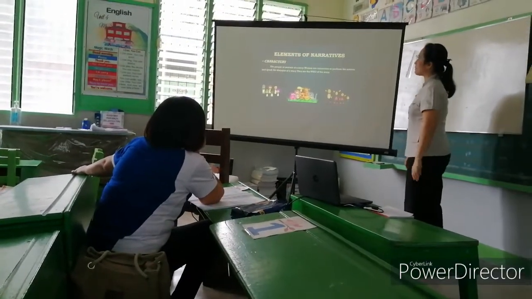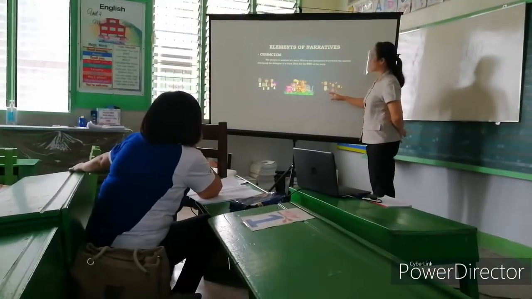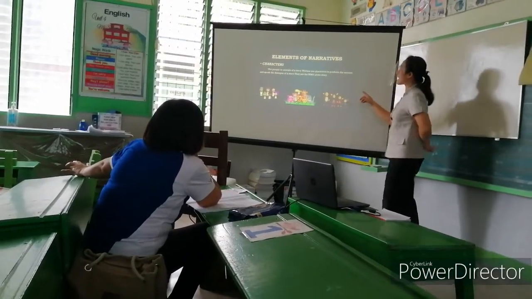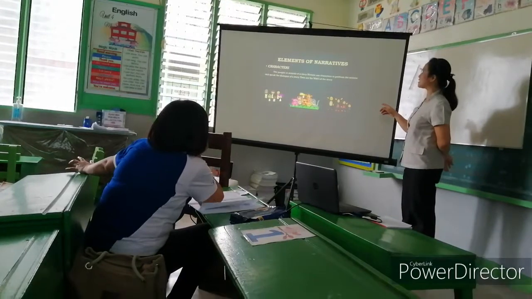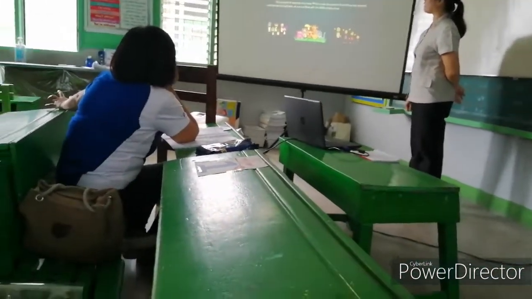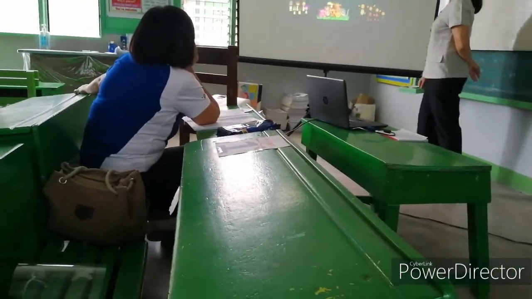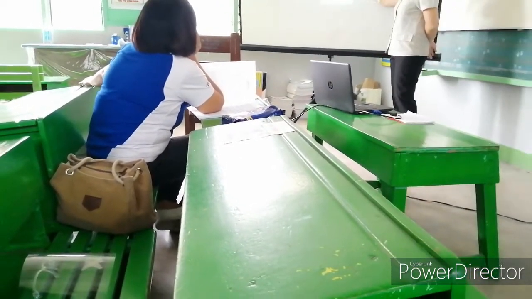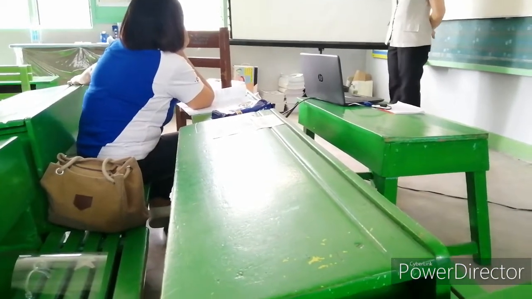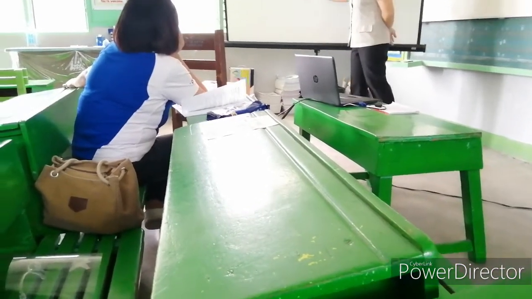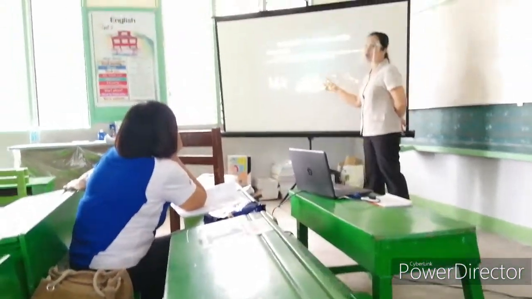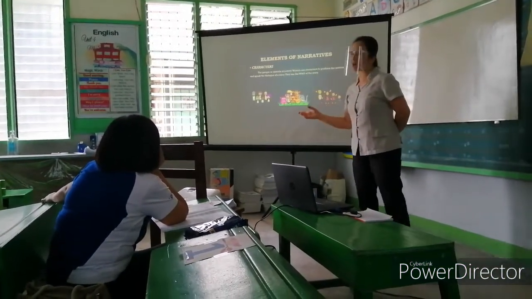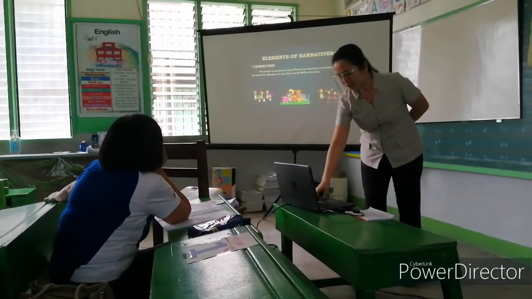Characters could be the people or animals of a story. The writers use characters to perform the actions and speak the dialogue of a story. They are the who of the story. Meaning to say, when the question being asked is who, the answer here is the characters. Either they are people or animals that speak and perform actions in the story. Okay.